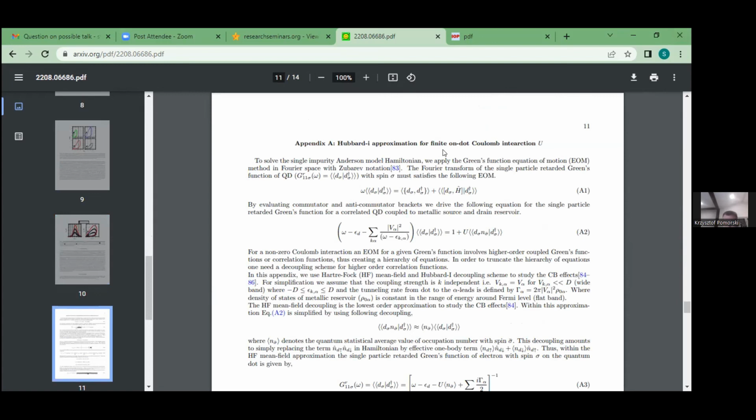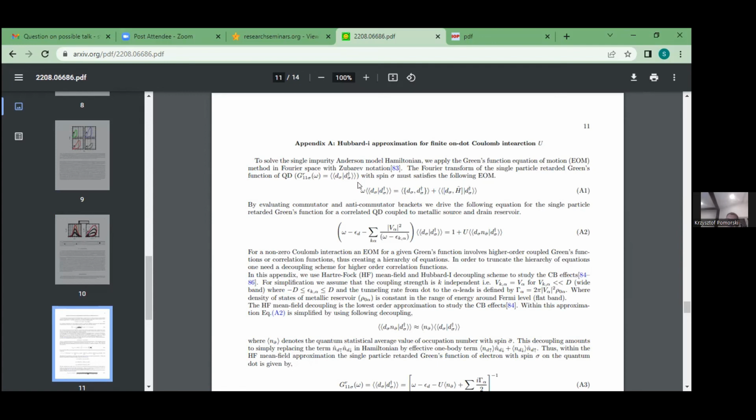You have these two types of brackets: double bracket and single bracket. The double bracket is known as the Zubarev notation. Anything which comes inside the double bracket is a Green's function. And this one is the average over the ground state. So this one is the average and this one is the Green's function.